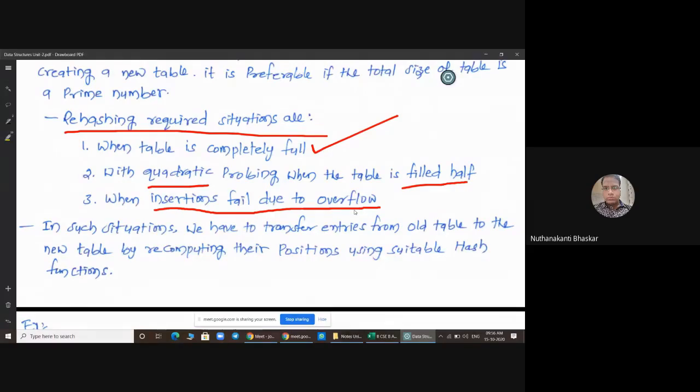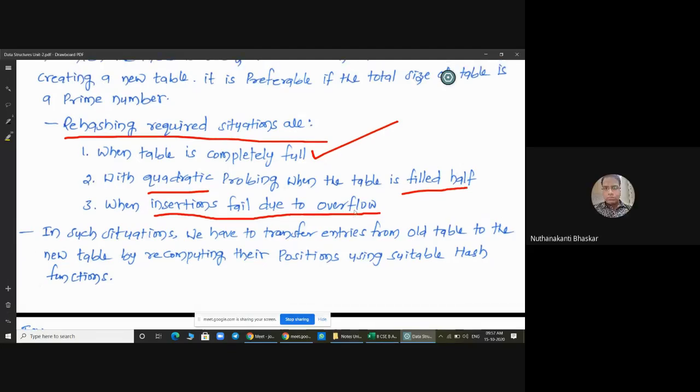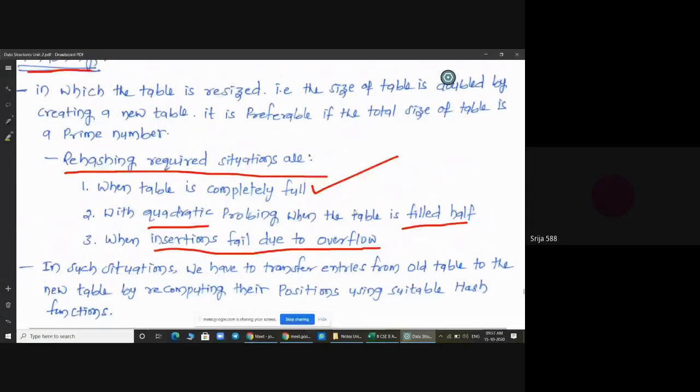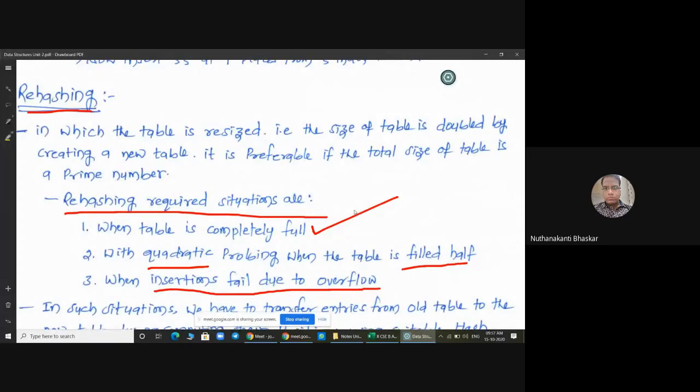Clear this? What is rehashing? I will tell you. All of you clear this? When should we apply rehashing? Hello? Hello? Are you there? Yes, sir. Yeah. Please respond, then only I can continue, because I don't know whether you are really following or not.